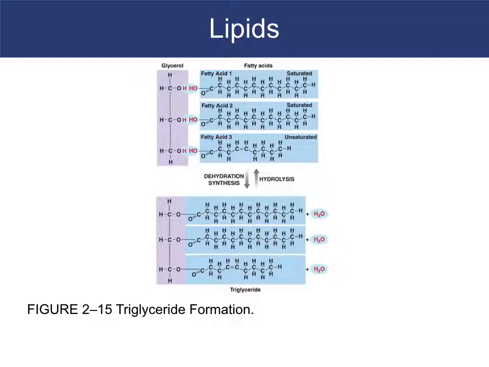This is another saturated one. Here's an unsaturated one. And the way you know that is because, see, here's a double bond right here. So there's a carbon that doesn't have 2 hydrogens on it. It's got 1 double bonded oxygen on it. That's what makes it unsaturated. If it had a bunch of these, it would be called polyunsaturated.